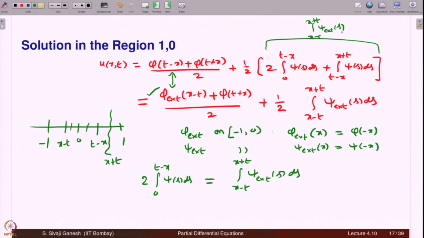Now this is not x minus t to x plus t, it is actually t minus x. So this is t minus x, that is equal to 2 times this, and what is next is t minus x to x plus t. So if you combine, you get this. So therefore we have got the D'Alembert form also.